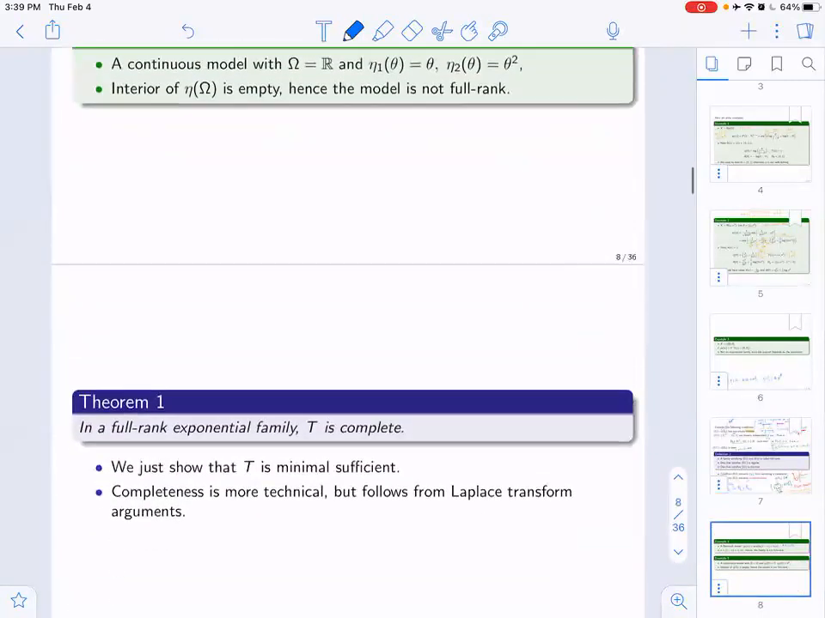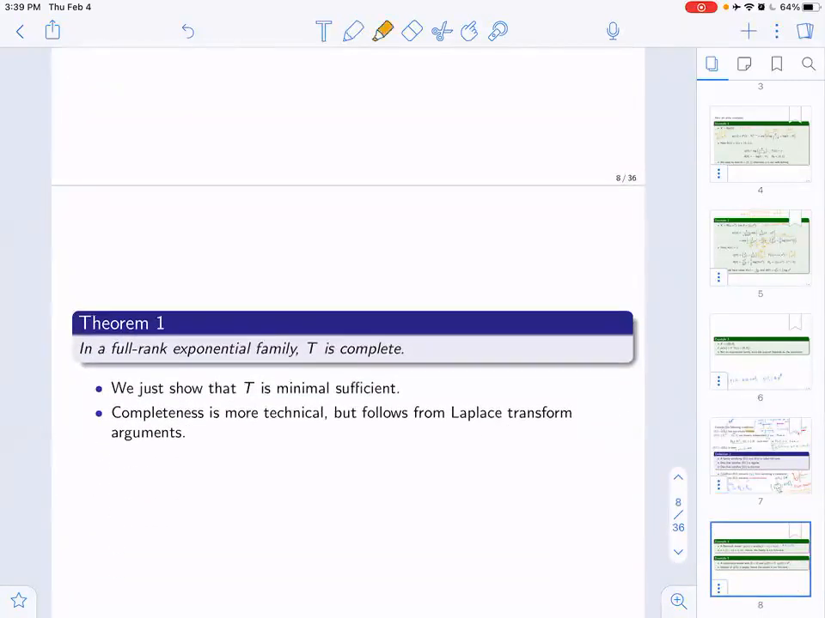So if you rule these out, let's say if I work with a full rank family, then in fact it turns out that in a full rank family, T is complete. And this is the general result that I mentioned previously quite often.